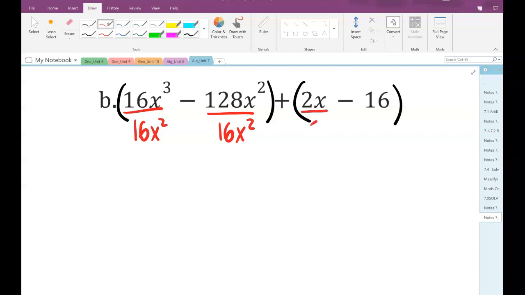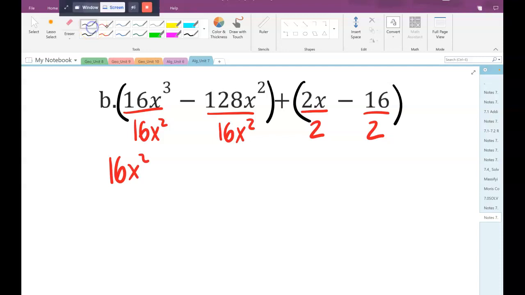And then my second parentheses, my GCF would just be 2. So if I divide this out, I have 16x squared, parentheses, x, and then this would be a minus 8. Negative 128 divided by 16 is negative 8. That's where you get that from.